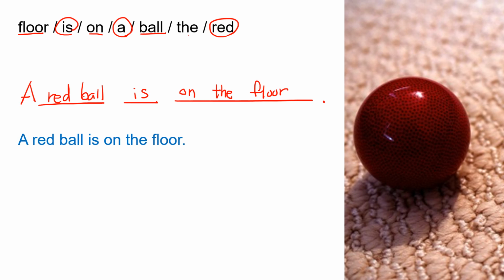A red ball. When you read this, you don't have to say "red ball" evenly. Say red, red. Give an accent. Red ball. Instead of saying "red ball," say "red ball." Red ball is on. So this one you can read as "a," or you can read as "a." A red ball is on the floor, or a red ball is on the floor. Is on the floor. A red ball is on the floor.